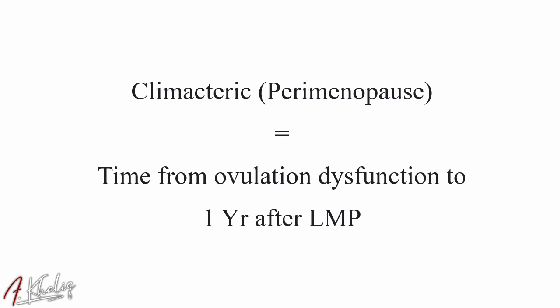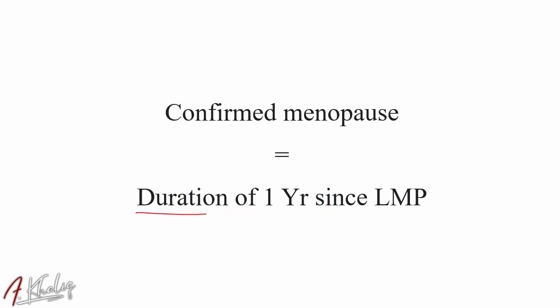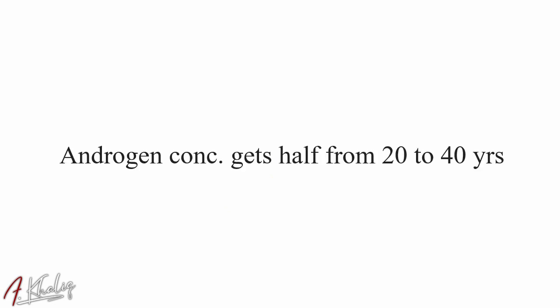Climacteric, which is perimenopause, is defined as the time from ovulation dysfunction to 1 year after LMP, which is the last menstrual period. Postmenopause is the duration of 1 year since LMP, and confirmed menopause is again the duration of 1 year since LMP. Androgen concentration halves from 20 to 40 years.